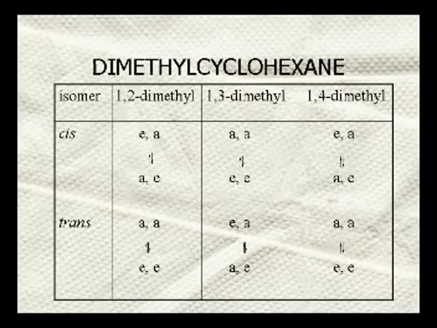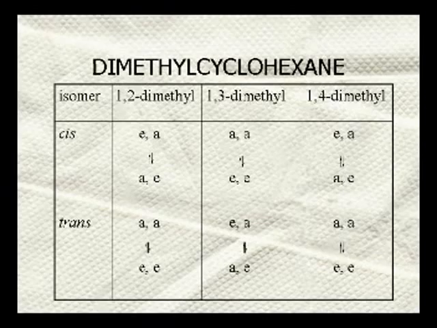groups are mentioned. Next, let me go to 1,3 disubstituted cyclohexane. There, for the cis isomer, the axial-axial combination is required. If you flip the axial-axial combination, we will get equatorial-equatorial. The equatorial-equatorial combination is also the cis-isomer for 1,3. For the trans-isomer of 1,3, the equatorial-axial combination is trans. Likewise, axial-equatorial is also trans. That's all about 1,3 disubstituted cyclohexane.